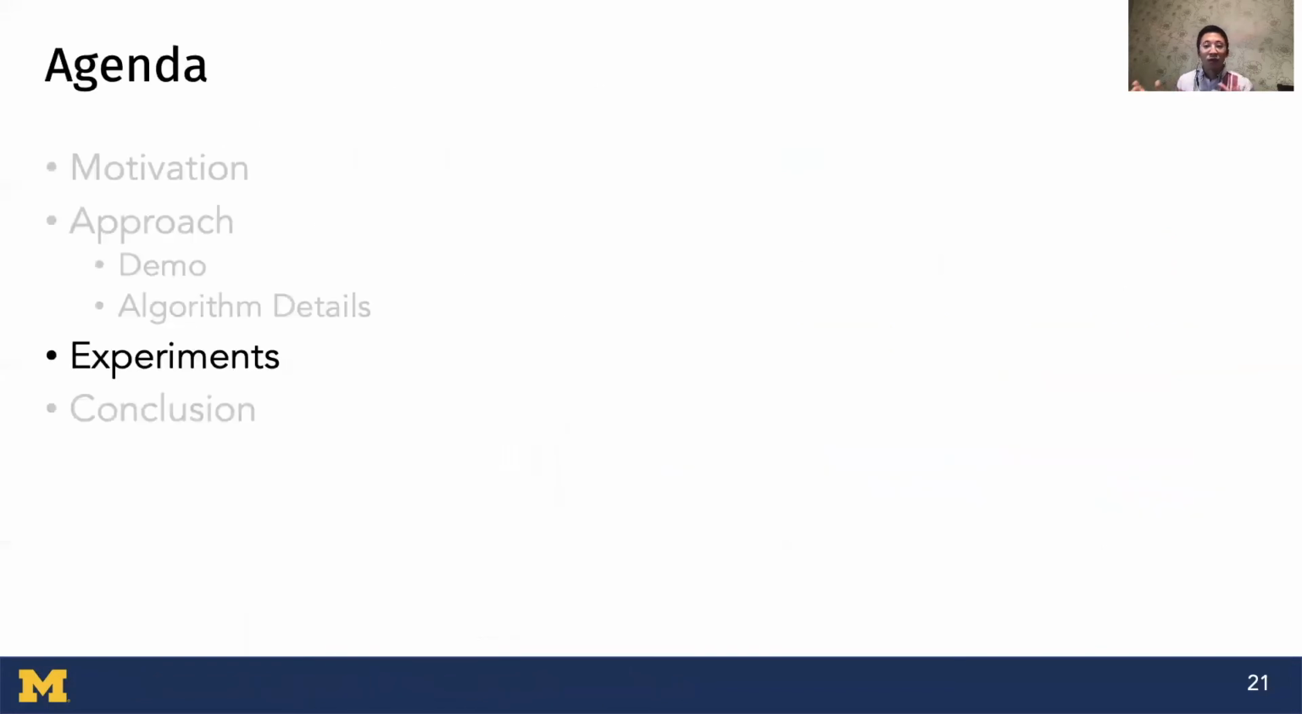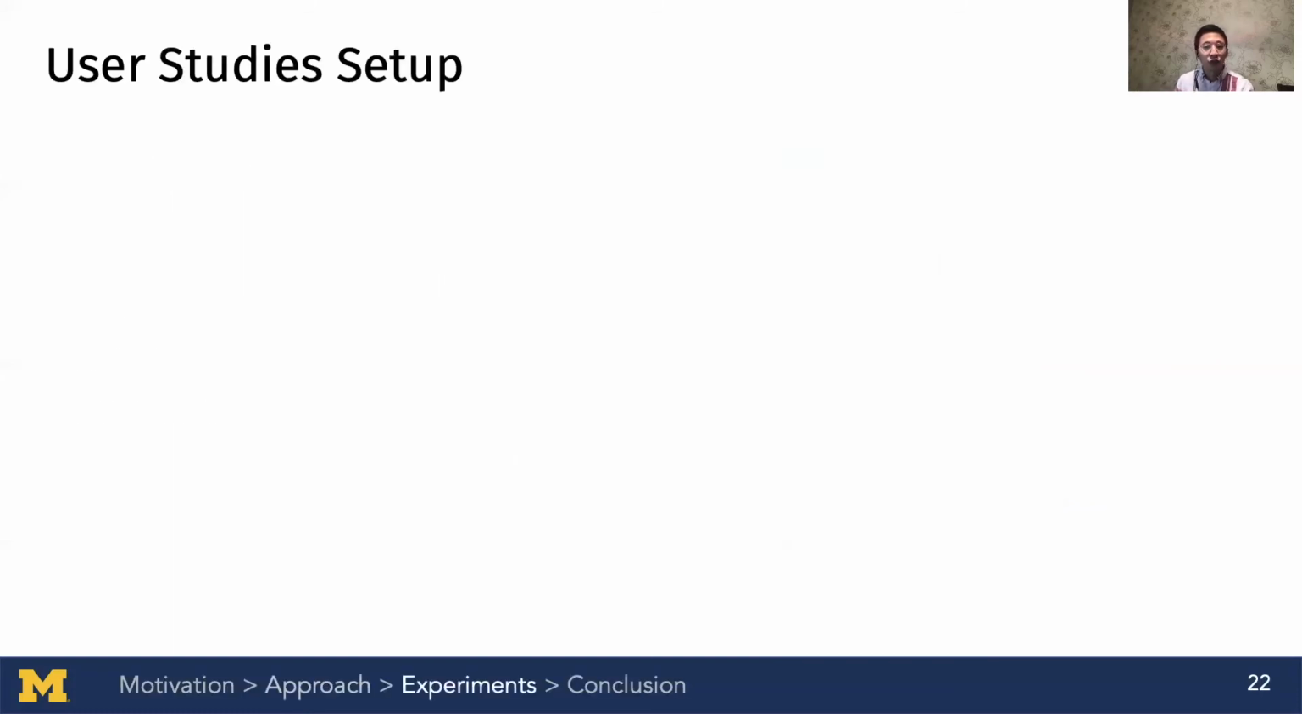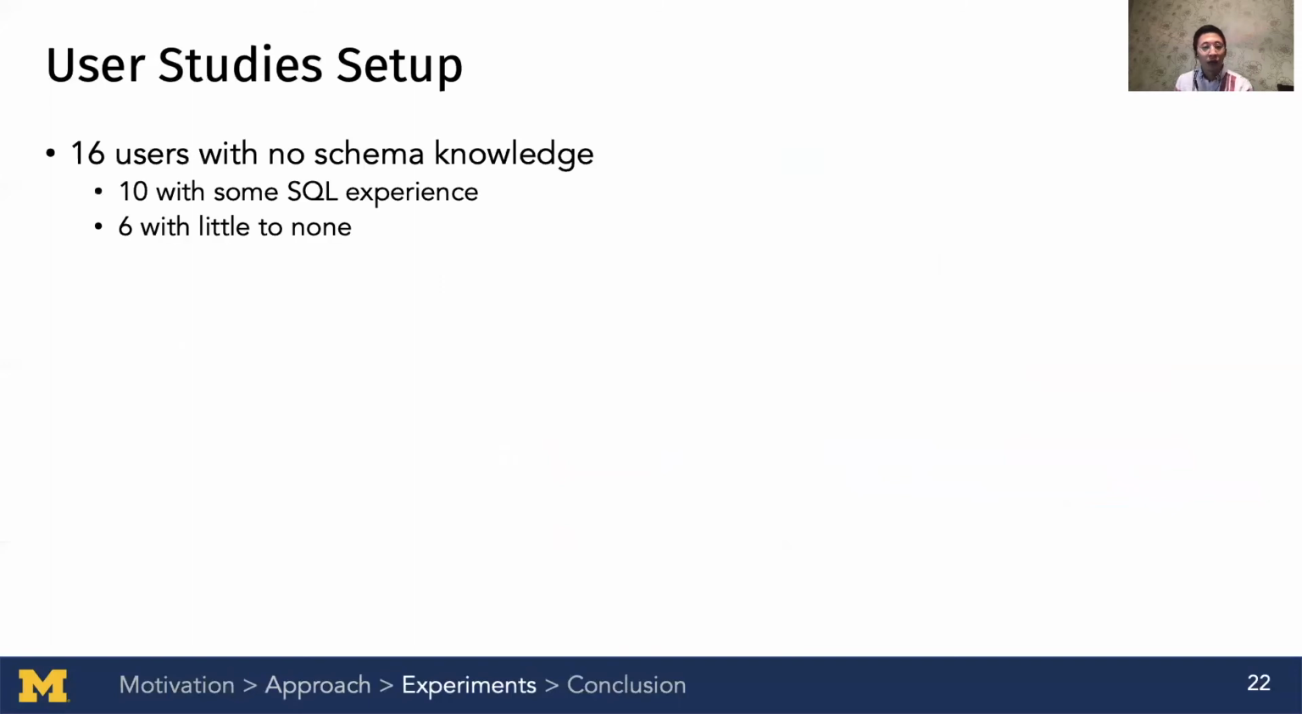There's more details on the algorithms in the paper, so I'd encourage you to read that. We'll talk a little bit about some of the experiments that we did. We performed user studies. We took 16 users with no prior schema knowledge. Some of them had some SQL experience. 6 of them had little to none.